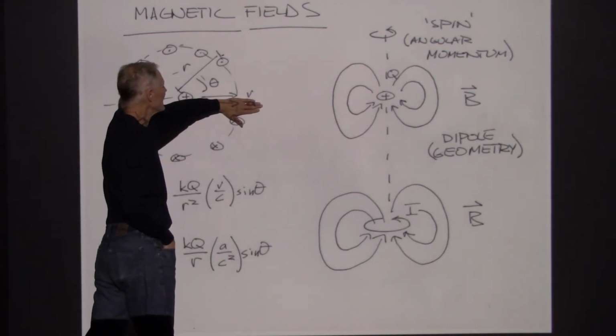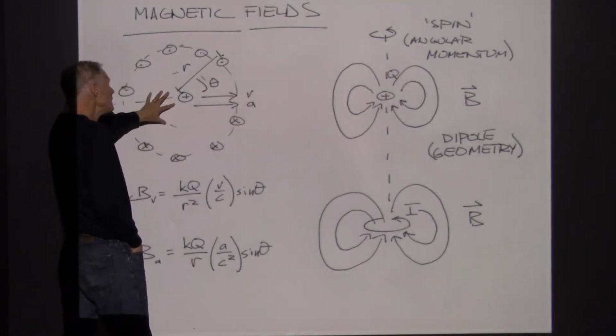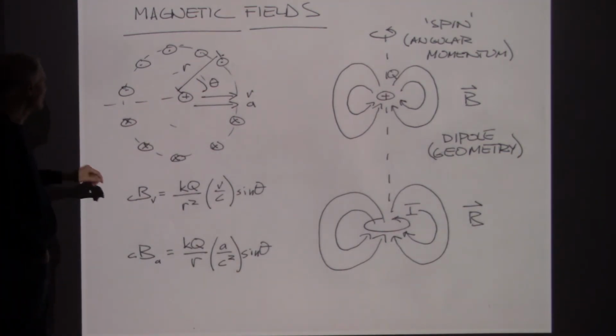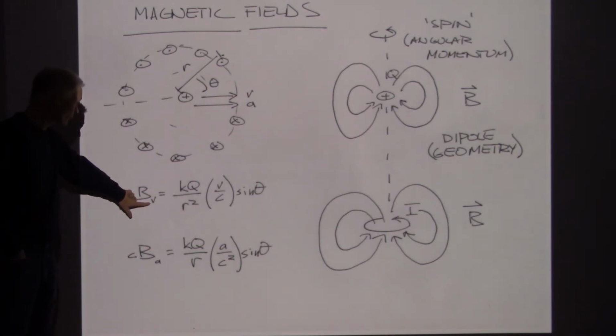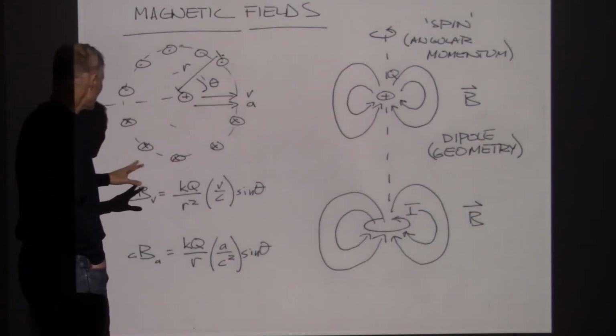first of all, I want to look at an individual charge in terms of its velocity. What we've said a few times now is that c times the magnetic field for that, based on the velocity of the charge, is given by kq over r squared times v over c times the sine of the angle. So we've seen this a few times.